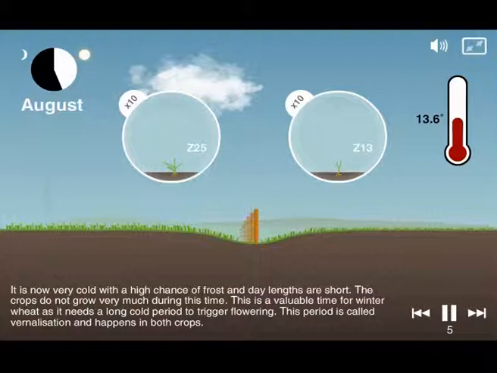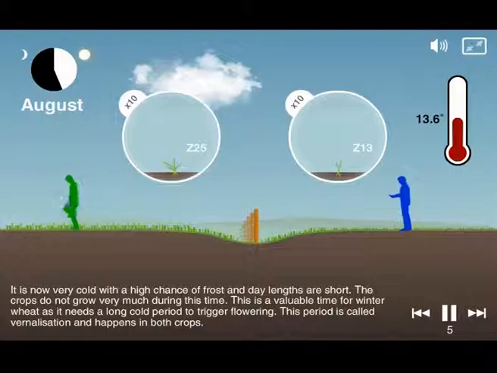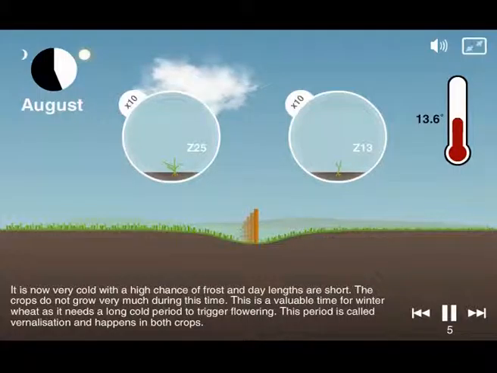It is now very cold with a high chance of frost and day lengths are short. The crops do not grow very much during this time. This is a valuable time for winter wheat as it needs a long cold period to trigger flowering. This period is called vernalisation and happens in both crops.